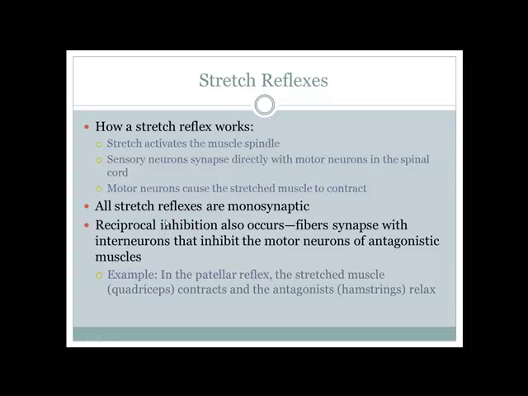All of your stretch reflexes are going to be monosynaptic, and there's going to be a reciprocal inhibition that occurs. What does that mean? If I want to contract my biceps and be very, very strong, I want to inhibit my triceps, because my triceps do the opposite action of my biceps. So if I want to really contract my biceps, I will inhibit the action of my triceps to allow the biceps to fire as strong as it can. Another one is the patellar reflex. You stretch out your quadriceps, which causes the quadriceps to contract, and it causes the hamstrings, the antagonist, to relax.